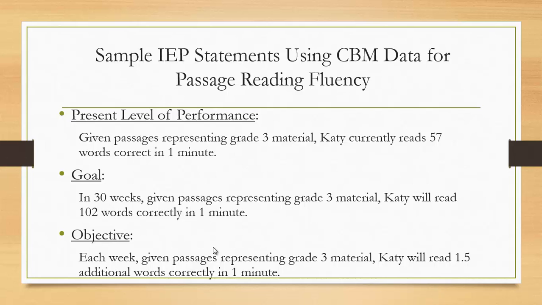So they used that growth calculating scale and determined how much Katie could potentially grow based on the average and the normative data, and determined that she could grow that many words by the end of the school year. And then the objective would be that each week, given the passages representing grade 3 material, Katie will read 1.5 additional words correct in 1 minute. And again, that goes back to that growth rate in that scale we talked about. And it talks about at her grade level, that is an appropriate growth rate.